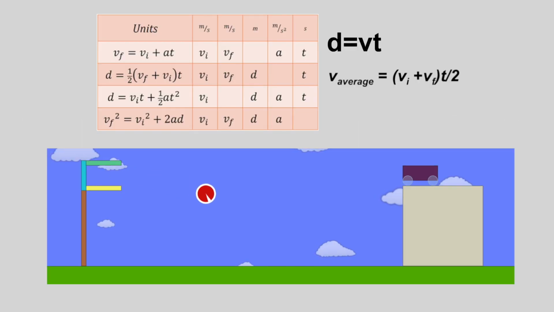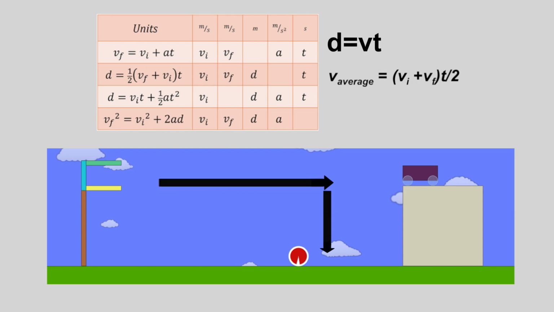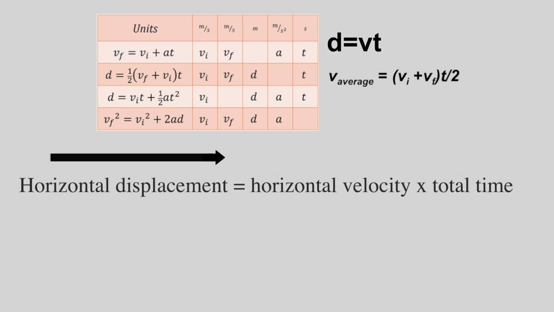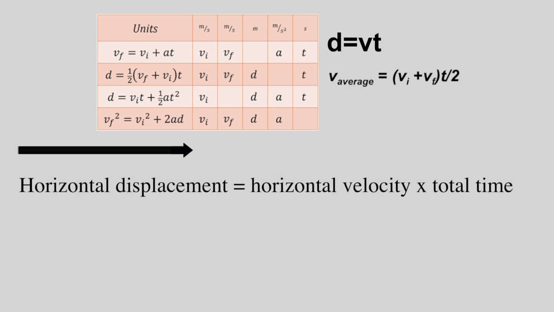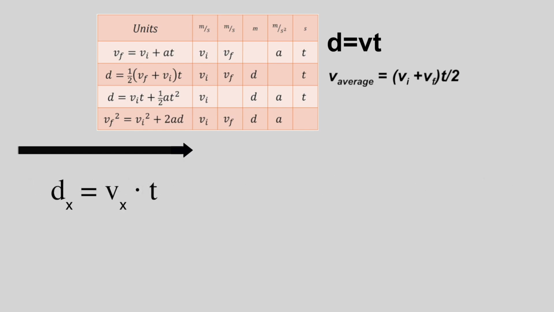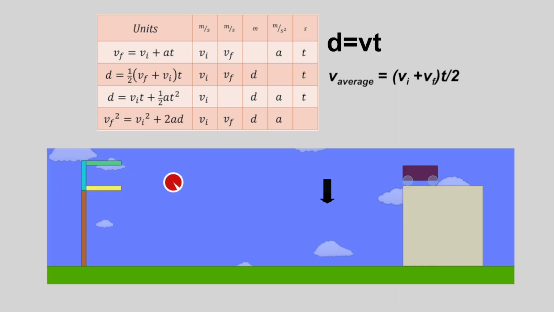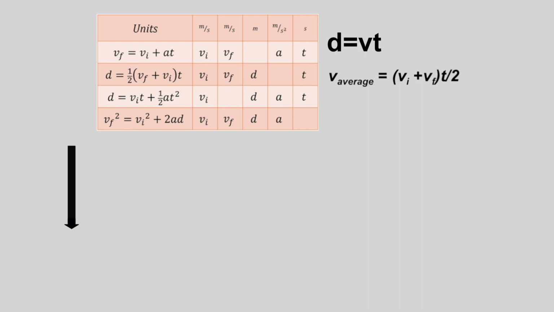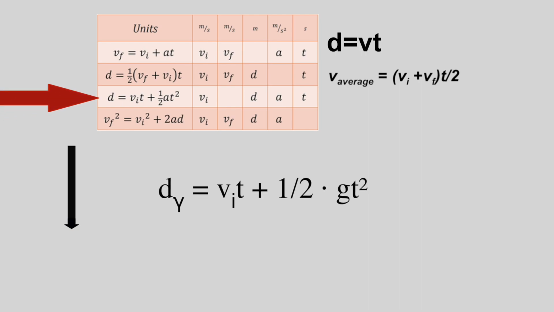Now we can break down the motion of the circle. In order to calculate the two-dimensional projectile motion, we break down the motion of the circle. In this case, the horizontal displacement will be the circle's horizontal velocity times the total amount of time taken to hit the ground, and this can be described as dx equals vx times t. In order to calculate how far the circle has traveled downwards, we can simply calculate the vertical displacement by using the equation dy equals vit plus 1/2 at squared.